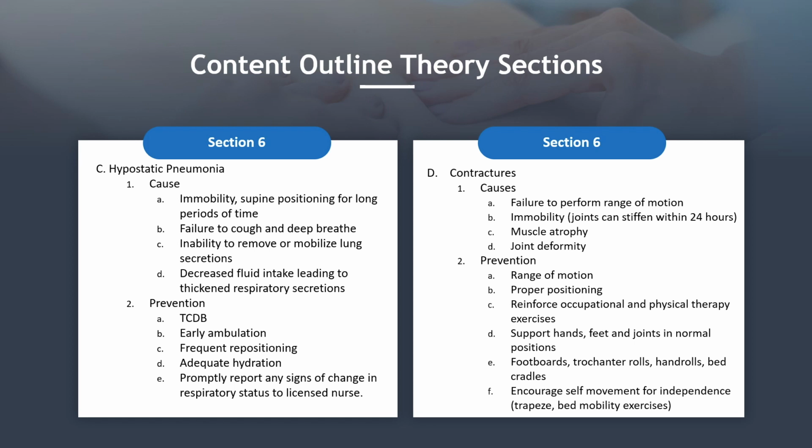Contractures. Cause: failure to perform range of motion, immobility, joints can stiffen within 24 hours, muscle atrophy, and joint deformity. Prevention. Range of motion, proper positioning, reinforce occupational and physical therapy exercises, support hands, feet, and joints in normal positions. Use footboards, trochanter rolls, hand rolls, and bed cradles. Encourage self-movement for independence.